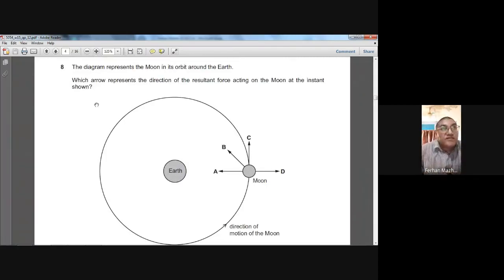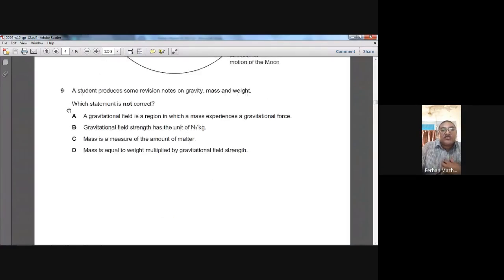Question number 8 is on the screen. The diagram represents the moon on its orbit around the earth. Which row represents the direction of the resultant force acting on the moon at the instant shown? This question comes again and again in papers. When you are moving in a circular path, the resultant force is always directed towards the center of the circle. So A will be the choice. A is the choice for question number 8. It's a famous concept on which questions come many times in papers.